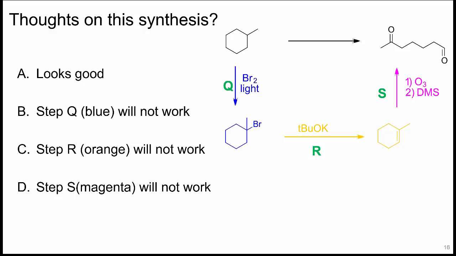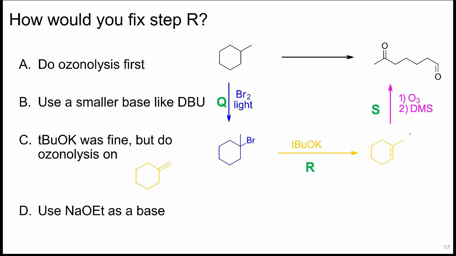All right, so most of you thought that step C, aka step R, will not work, and that would be correct. Br2 with light, which we just saw, is going to add the bromine to the most substituted position, which is that one right there. Something is fishy about the t-butoxide step, and then the last step will be ozonolysis, which cleaves that bond in half and opens up the ring. So let's look at what ways we can fix that. So how would we fix this reaction, step R?